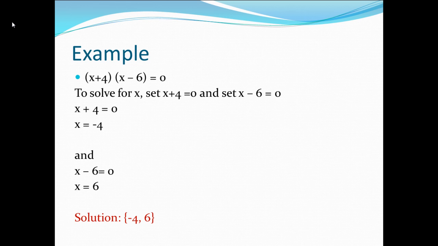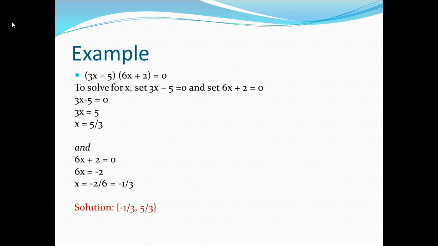For the second factor, x minus 6, we also set that factor equal to 0. So we are solving the equation x minus 6 equals 0. We add 6 to both sides and find that x equals 6. That tells us that our solution set for this quadratic is negative 4 and 6.